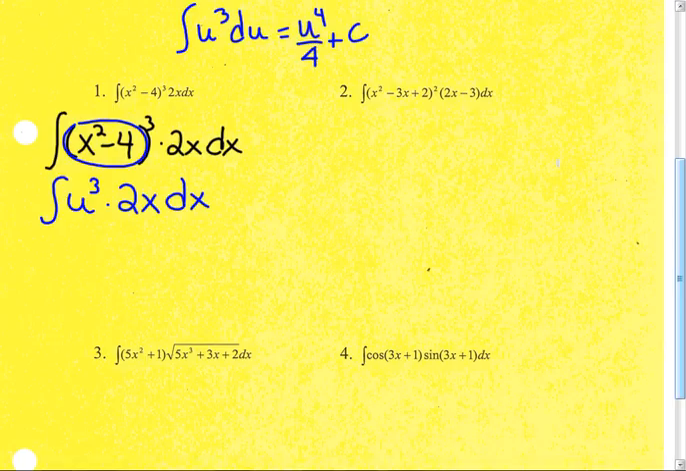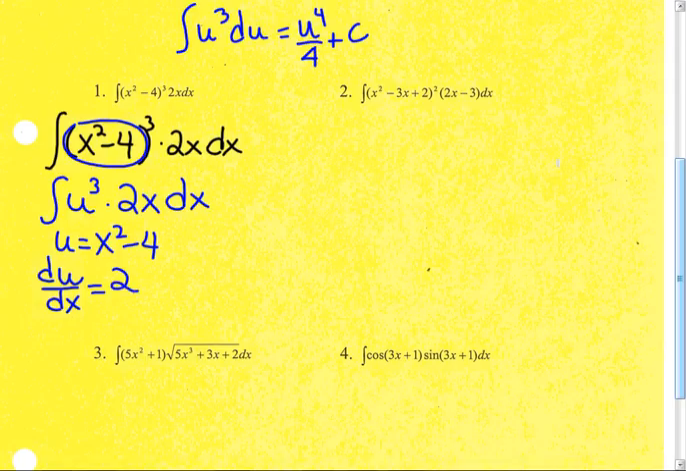So now, since I let u equal x squared minus 4, not to the third, but just x squared minus 4, I'm going to take the derivative of that with respect to x. I've got to get rid of this 2x and dx. So du over dx, this is where I'm going to do my substitution. I already did one. What's the derivative of this?